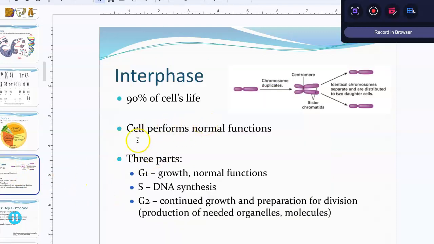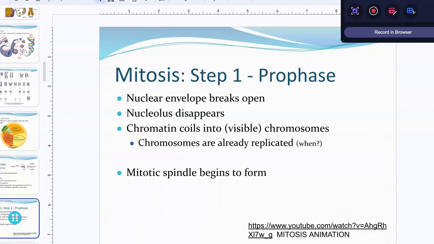During interphase, as I said, it's 90% of the cell life. In G1, there's growth and normal functions. G2, it's going to be continued growth and preparation for division. And S is DNA synthesis, which means that we are copying the DNA, a process we will learn about shortly.